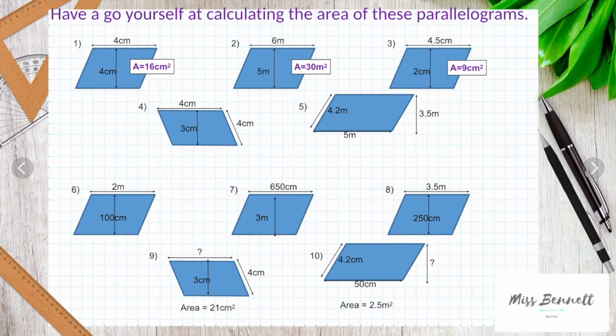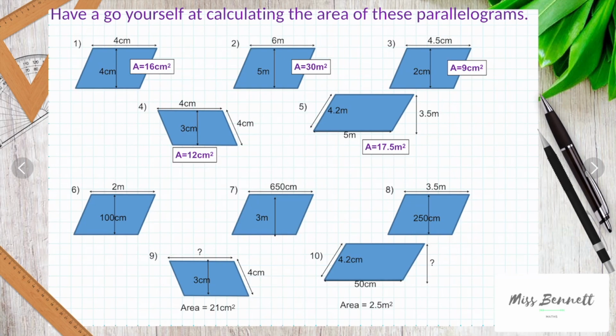For the fourth one, remember we're taking the base and the height, not this height here. 4 multiplied by 3 gives us 12 centimetres squared. And for question number 5, the base is 5 and the height is 3.5. You can do 5 times 35, divide your answer by 10, giving us 17.5 metres squared.